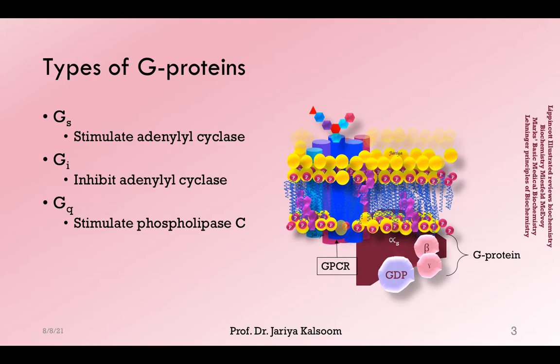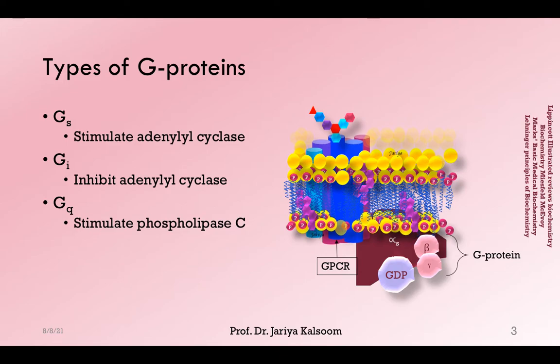G proteins are small GTPases with alpha, beta, and gamma subunits and ability to hydrolyze GTP to GDP. They are active when bound to GTP and inactive when bound to GDP. They are activated by GPCRs. So, GPCRs are activated by hormones or neurotransmitters. Activated GPCRs in turn activate coupled G proteins.